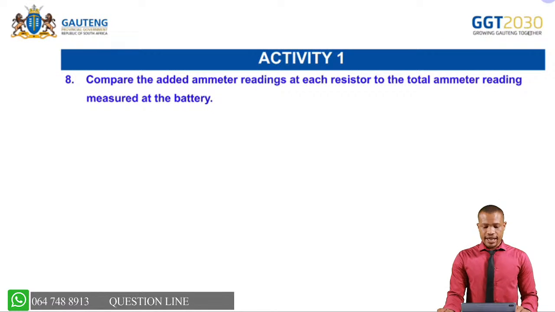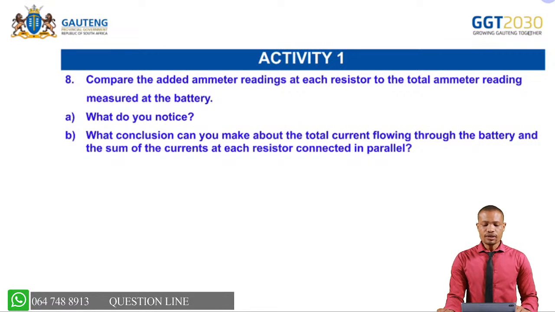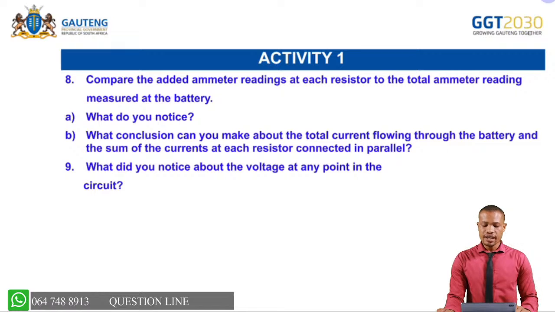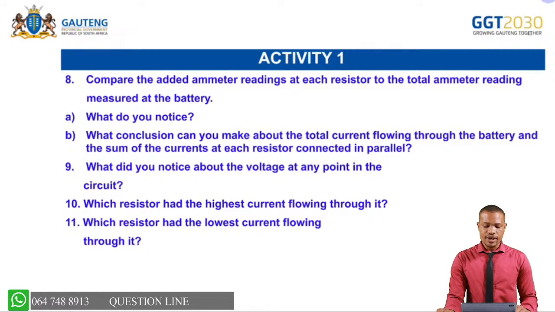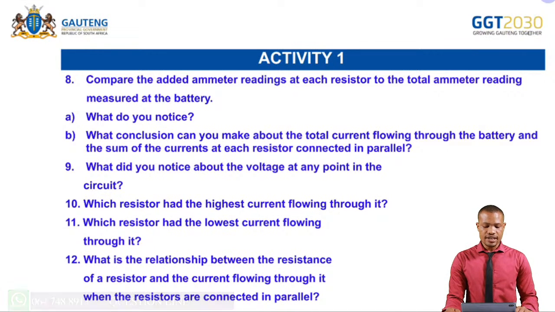Okay. Number 8. Compare the added ammeter readings at each resistor to the total ammeter reading measured at the battery. A. What do you notice? B. What conclusions can you make about the total current flowing through the battery and the sum of the currents at each resistor connected in parallel? 9. What did you notice about the voltage at any point in the circuit? 10. Which resistor had the highest current flowing through it? 11. Which resistor had the lowest current flowing through it? And lastly, what is the relationship between the resistance of a resistor and the current flowing through it when the resistors are connected in parallel? Now, because our practical took quite some time to demonstrate, we will do these questions together.